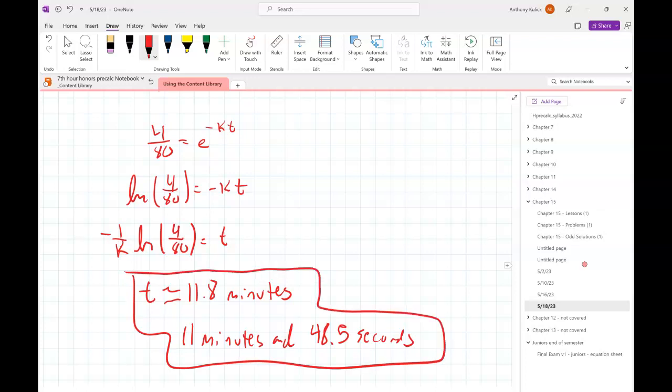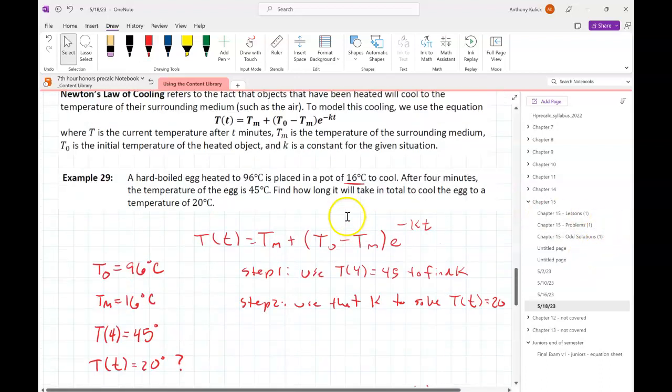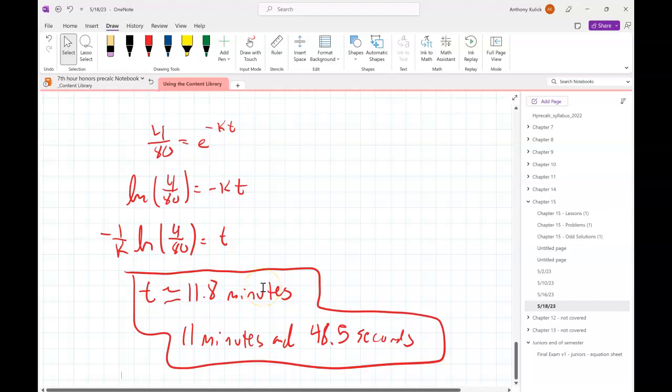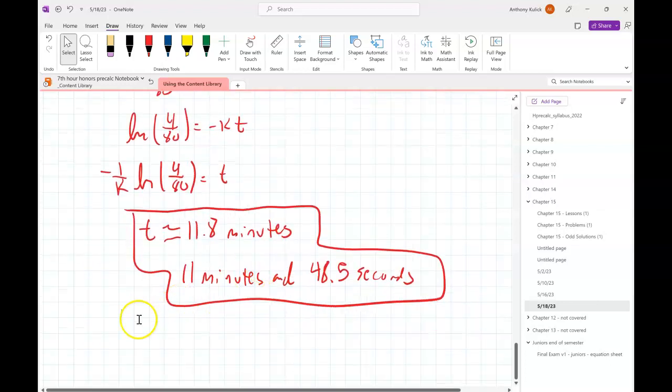Now, again, the question here just said how long, so it doesn't really matter how you represented it. But if it asked for minutes and seconds, I just wanted to take a second and talk about how to do that, because it should be pretty easy. It's just one of those that unless you think about it for a minute, it's like, how do I do that?